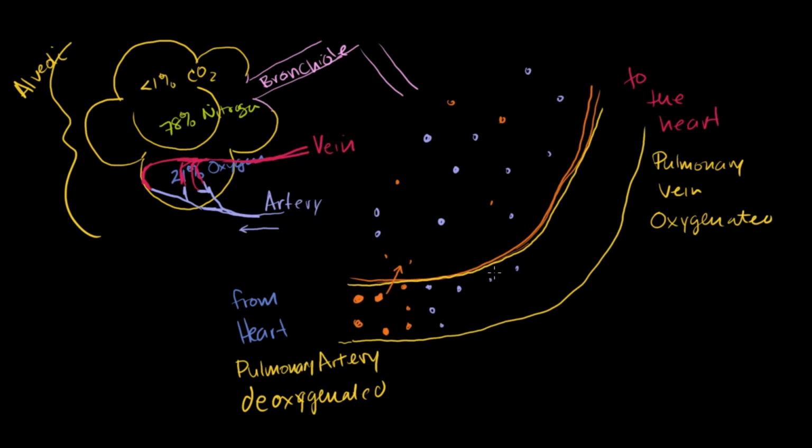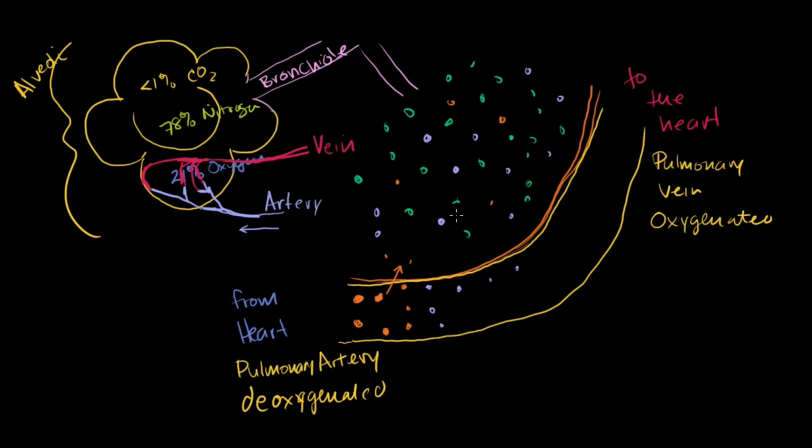Now, I still haven't answered that interesting question that arose on the message board on the last video. What happens to the 78% of nitrogen that's sitting here? There's just a ton of nitrogen over here, more than the oxygen and a lot more than the carbon dioxide. What happens to all of these nitrogen molecules?